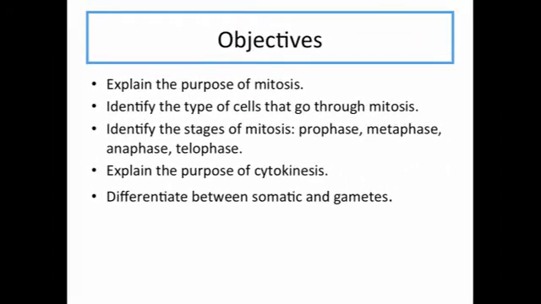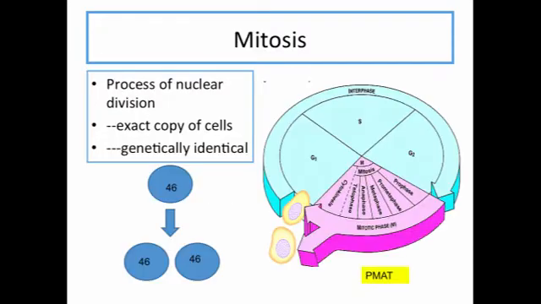What are the objectives of this video, you say? Well, by the end, you'll be able to explain what the purpose of mitosis is, identify the types of cells that go through mitosis, identify the stages of mitosis, prophase, metaphase, anaphase, and telophase, explain the purpose of cytokinesis, and differentiate between somatic cells and gametes.